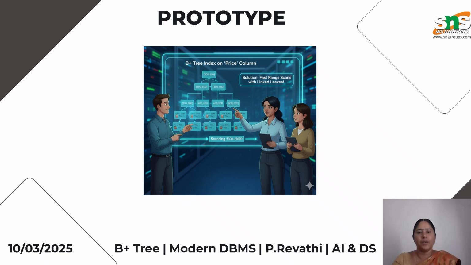To prototype, we create a small example. We build a B plus tree with a few keys and see how data gets organized in internal and leaf nodes. We test how operations move from the root to the appropriate leaf and how the linked leaves support quick sequential traversal.